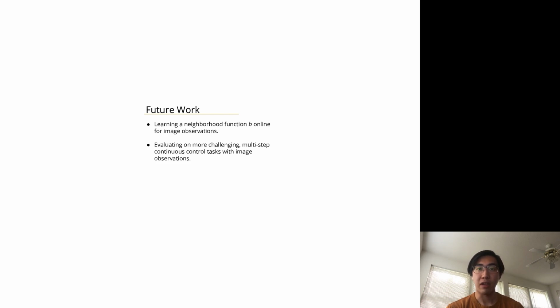For future work, we plan on learning a neighborhood function online for image observations. Currently, we use the L2 distance between state inputs. We also hope to evaluate on more challenging multi-step continuous control tasks with image observations.